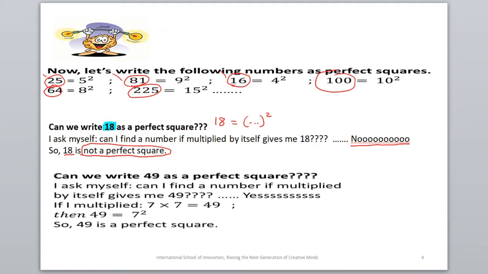Another question, can we write 49 as a perfect square? Can you find a number that if you square it, you get 49? Yes, there is 7. Why? Because we know already that 7 times 7 is equal to 49. So 7 squared is equal to 49. So 49 is called a perfect square. This is the second slide. I think it's clear.